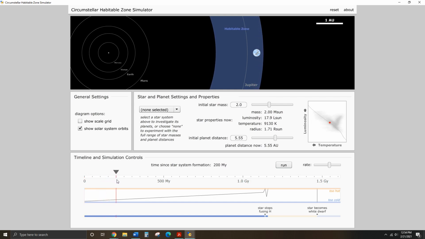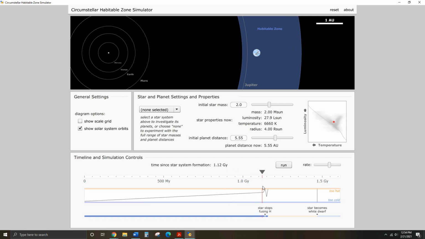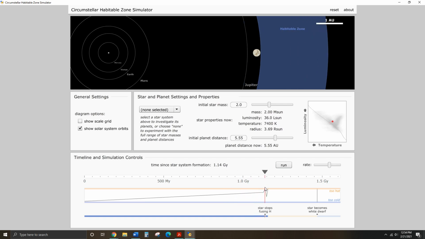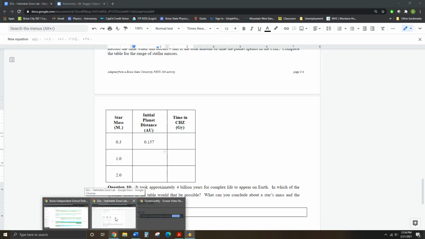We'll trace our simulator out. We watch that CHZ migrate outwards and outwards, and then we get a drop about right here. How long did it spend in the CHZ? Okay, your data table should be complete at this point. You should have your times, you should have your initial planet distances.